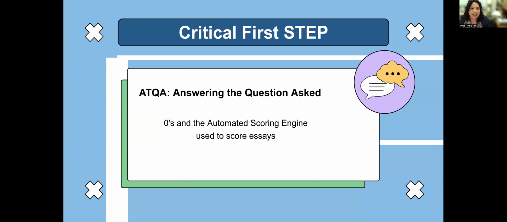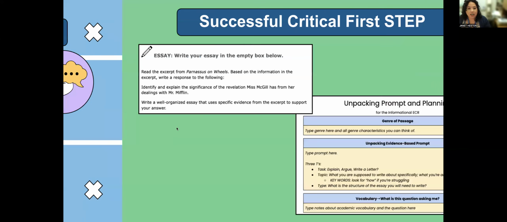it would just give it a zero. And this was a shift because we were used to humans scoring our students' essays, and our students were always given some points, right? Something for writing something. But we saw that even a student who had written several paragraphs, if they weren't answering the question asked, or if they weren't including some of their own writing and not just taking from the passage, they got a zero. So that was a heartbreaker. We need to learn from that and make sure that we're helping our students answer the question asked.